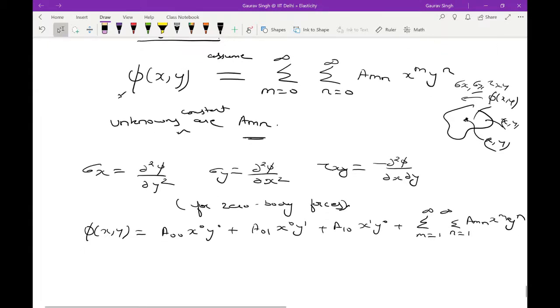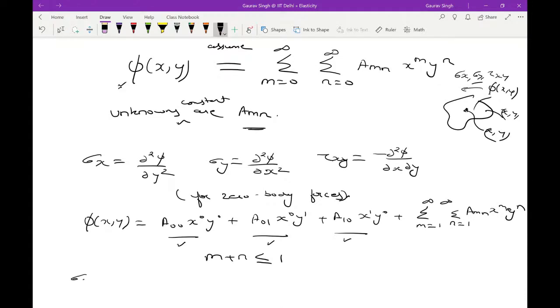Now if you see the contribution of these three terms, to be specific, what are these three terms? m plus n is smaller than or equal to 1. Here m plus n is 0, here m plus n is 1, here m plus n is also 1. Now it is said that they will not contribute to the stress. Why would they not contribute to the stress? Because you have to differentiate.